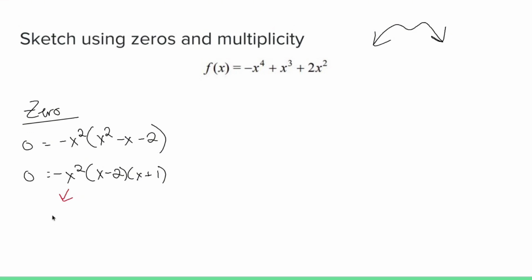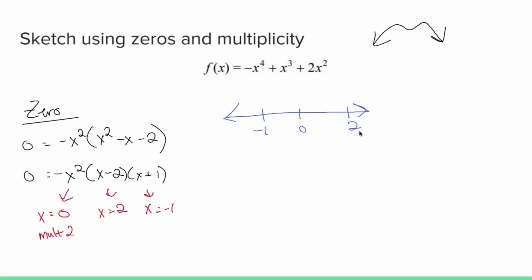If negative x squared is equal to 0, that gives me a 0 of 0 with a multiplicity of 2. That's going to be very important. This gives me a 0 of 2, its opposite, and this gives me a 0 of negative 1, its opposite. Now I'm going to use those zeros and that information right here to make what's called a sign graph. On this sign graph, I have my three zeros in order: negative 1, 0, and positive 2.